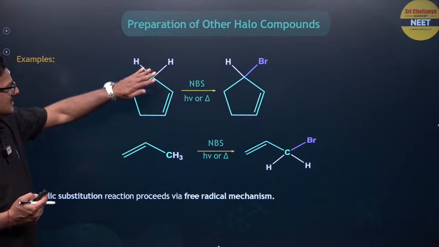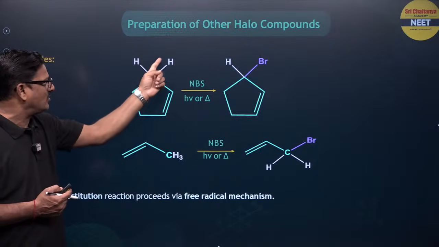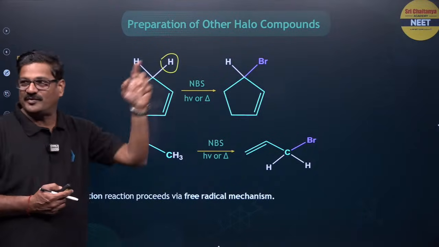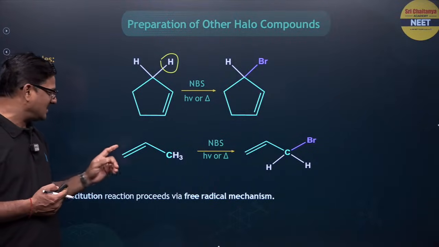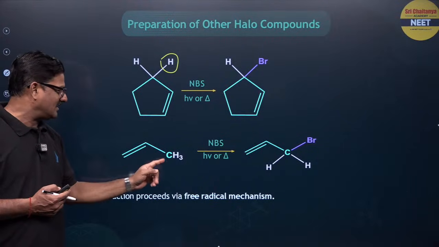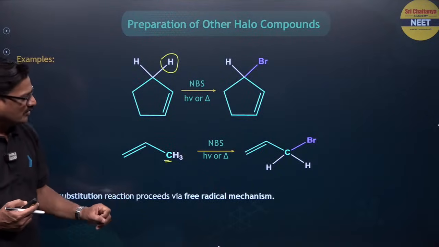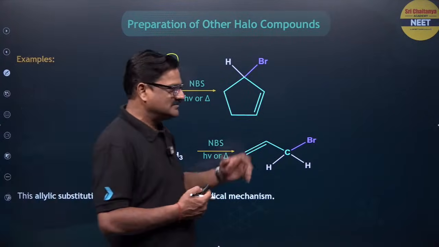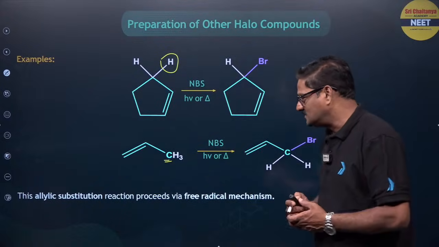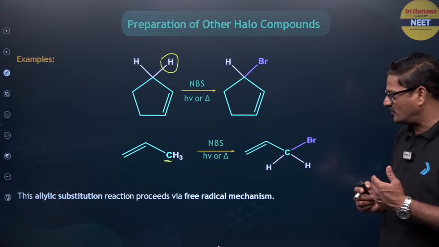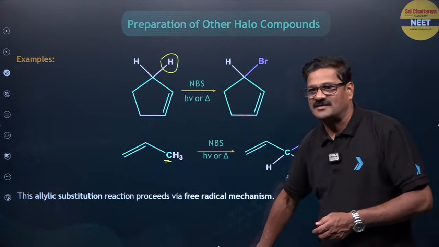You can see this is cyclopentene. When heated with NBS, one of the hydrogens is replaced with bromine. This is an allyl carbon, and if it is treated with NBS, you get an allyl bromide. This allylic substitution reaction proceeds via a free radical mechanism. We can see the mechanism in further classes.